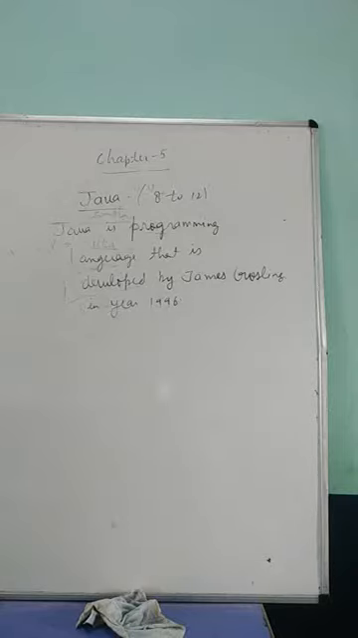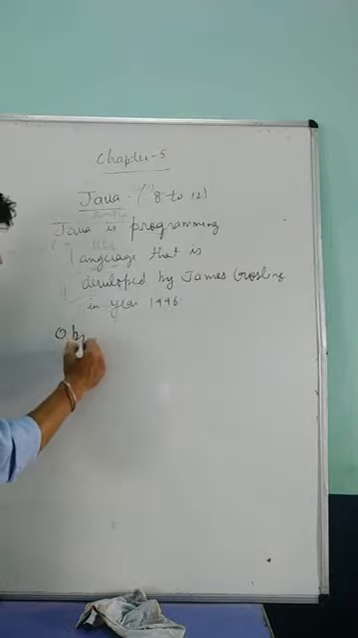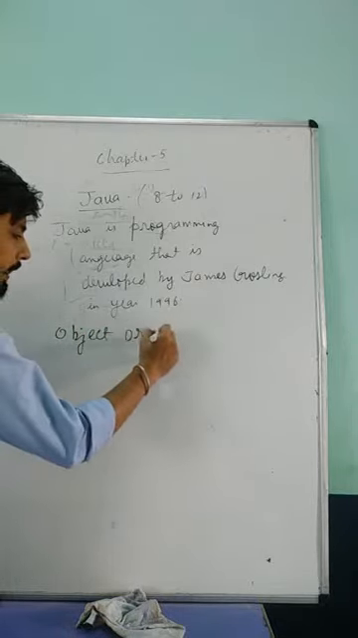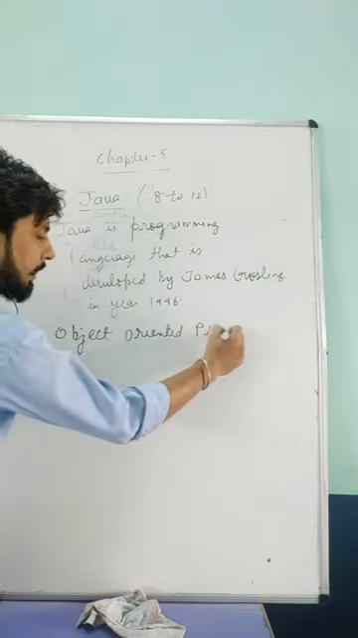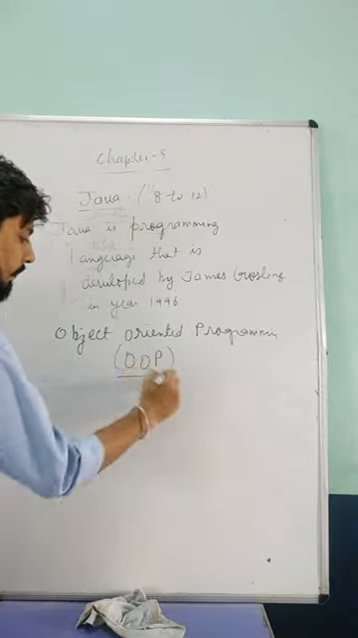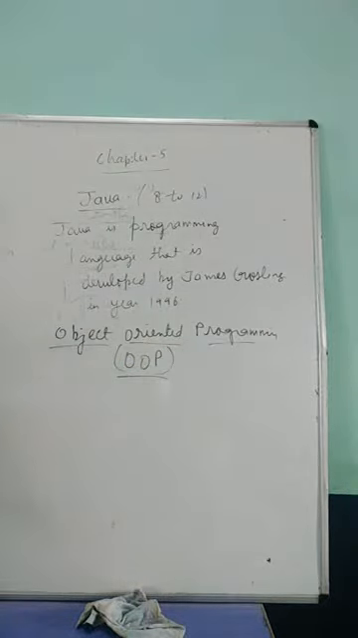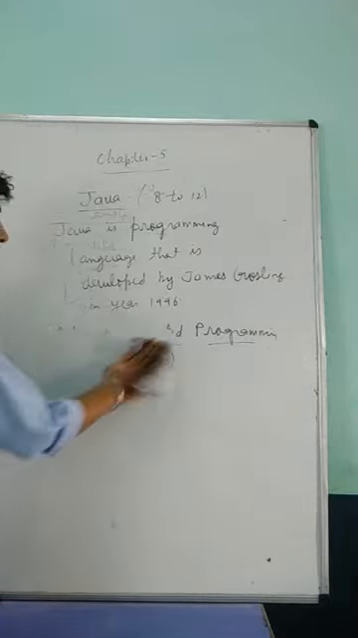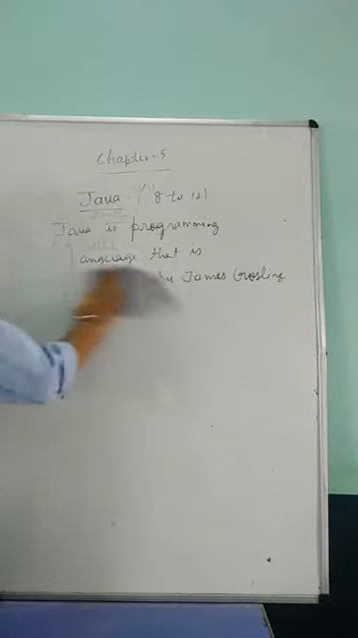Now, what is Java? The main part is that Java is an object oriented programming language. In short, we write OOP. Who makes Java object oriented will be discussed. This we have to study: object-oriented programming in Java.